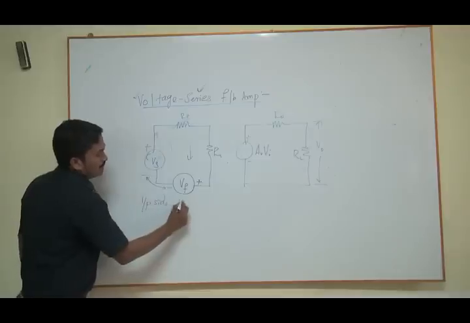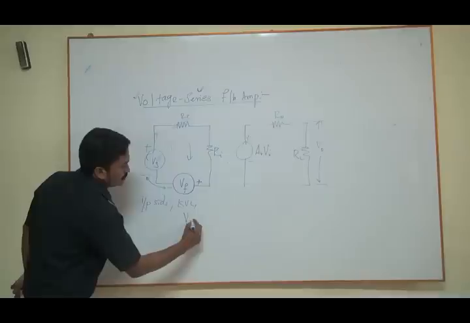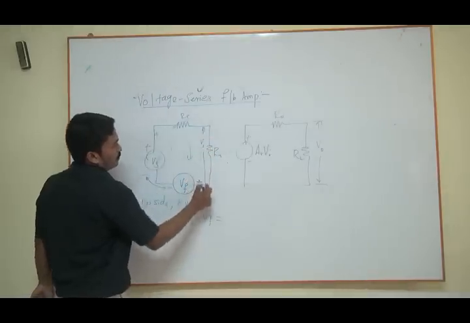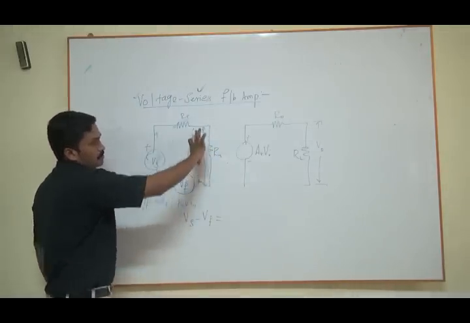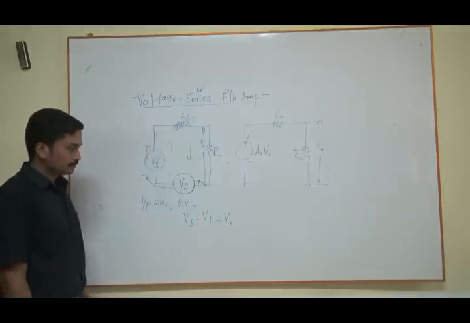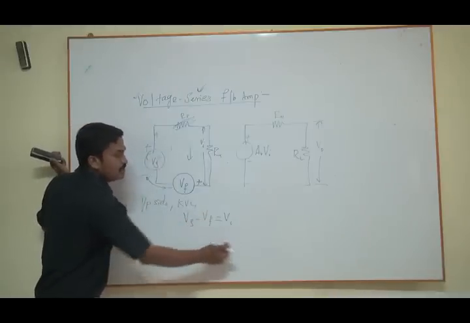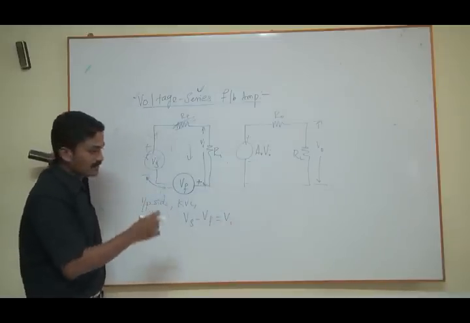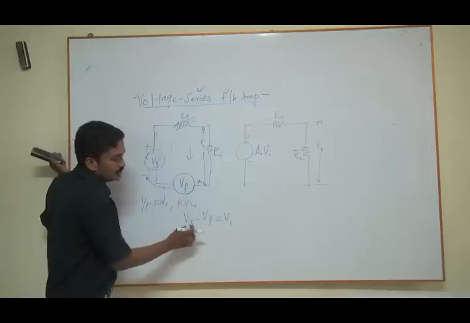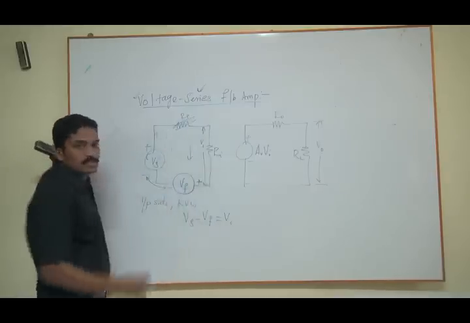On the input side, if I apply KVL, then we know these two voltages subtract from each other. So Vs minus Vf is equal to this drop, Vi. You can neglect this one, no problem. Clear? But in a normal voltage amplifier we don't have this, so your Vs is equal to Vi. In the voltage series feedback amplifier we included the negative feedback voltage, which reduces the input voltage, and these two are now equal to this voltage drop.